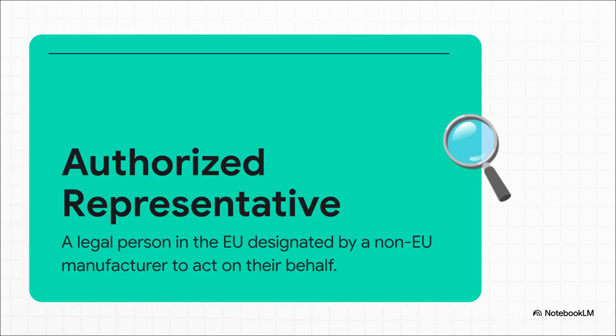Okay, so what happens if you're a manufacturer located outside of the European Union? Well, the regulation says you must appoint an authorized representative. And let me be clear, this isn't just a mailbox service. This is a legally designated entity located inside the EU that acts on your behalf.